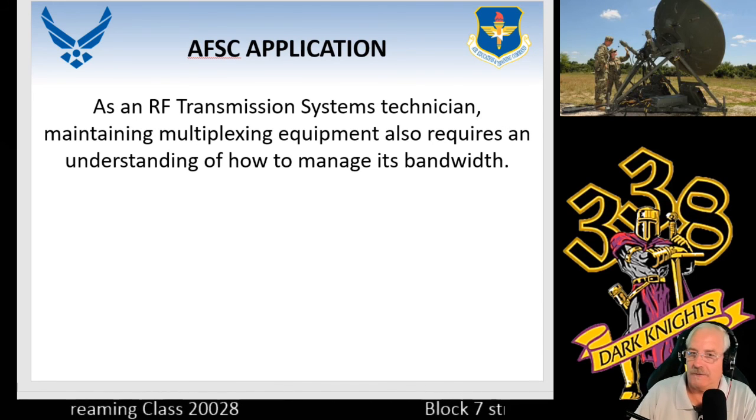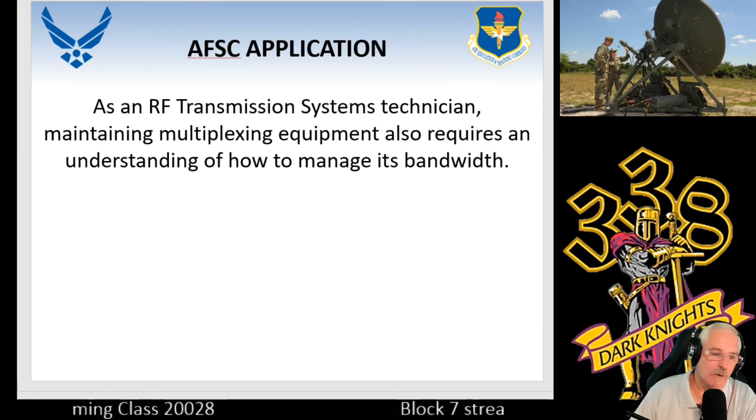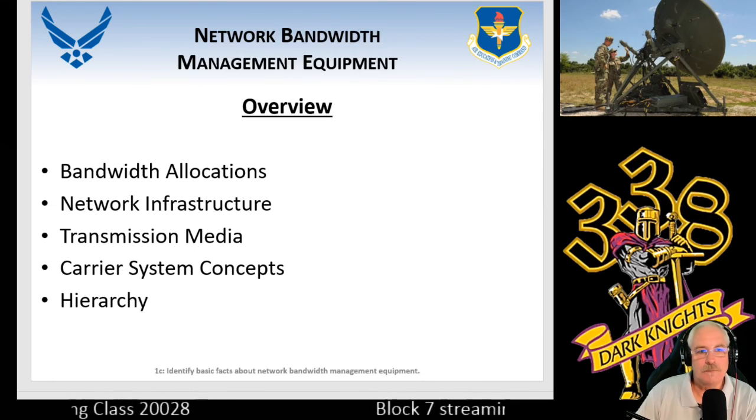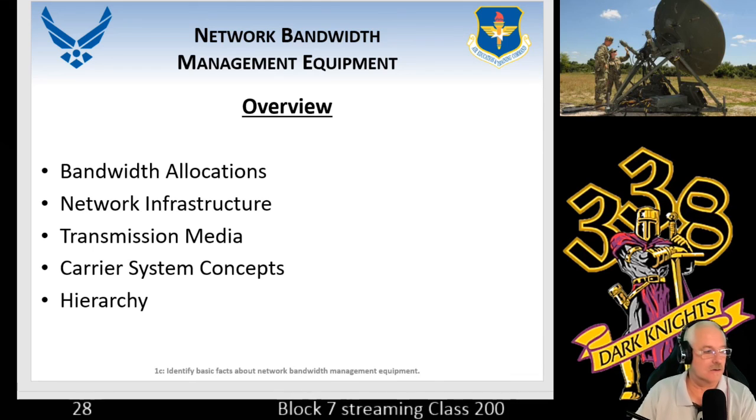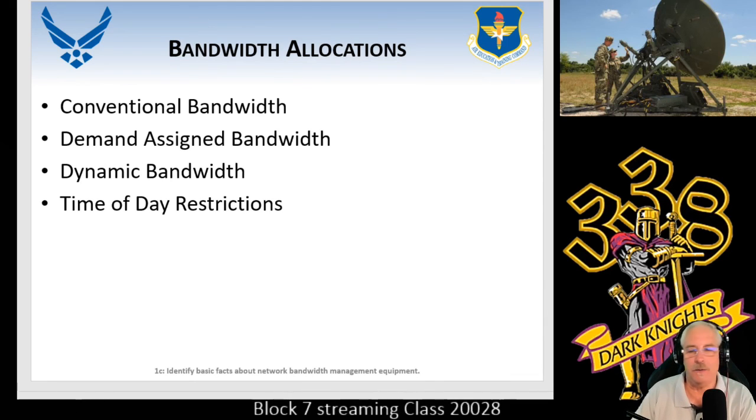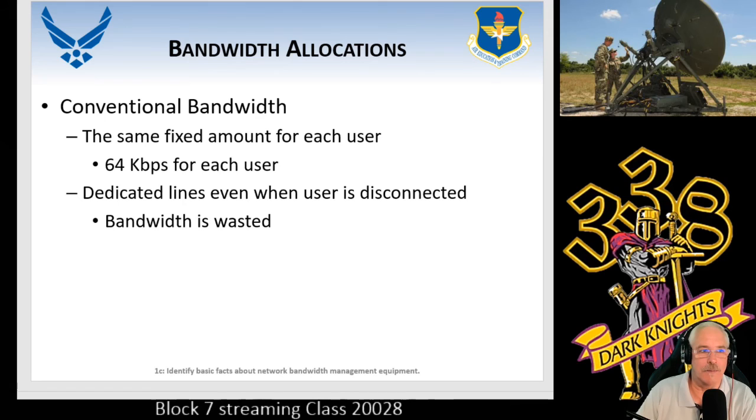Biggest thing is you're going to have to deal with bandwidth when you're dealing with multiplexers. So we're going to look at the bandwidth allocations, network infrastructure, transmission media, carrier system concepts, and hierarchies. Let's get to the first one, bandwidth allocations. We got conventional, demand assigned, dynamic, and time of day restrictions. First one up is conventional.